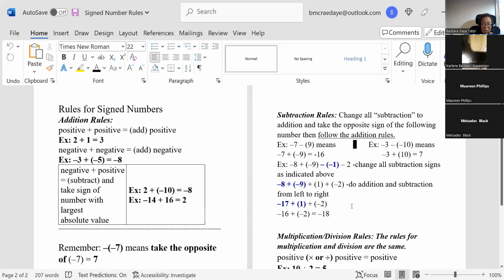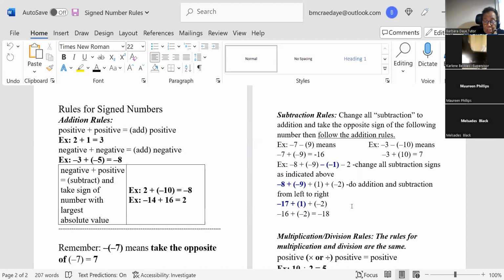Okay. Any questions on your subtraction rules? No, miss, just need to review it and keep it in mind. Yeah, just remember, number one, you what? Change your subtraction sign to addition, and then you follow the addition rules. That's it.